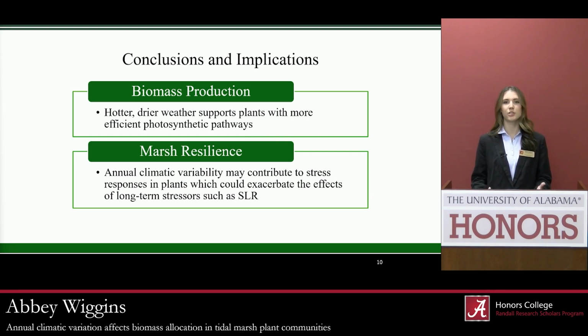And what it can mean for marsh resilience is that annual climatic variability does seem to indicate that there's a stress response occurring in plants. And so when there is a stress response that's happening on an annual basis, a longer-term stressor such as sea level rise could have worse implications for tidal wetlands, and that they could be lost at greater rates over time.